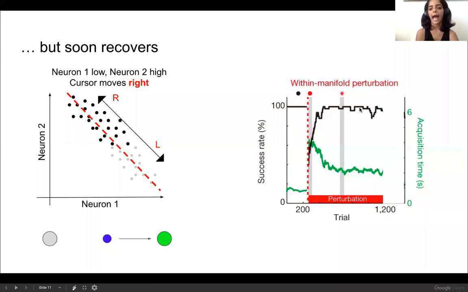It's not as good as it was before. It's not consistently 100%, but it's close to 100%, and the acquisition time has also gone back down. Now it's something like 2 seconds on each trial that the monkey takes to achieve this. So if you want to ask anything, ask now. But basically, the point is that you can flip the contingency and the animal will learn this new mapping.